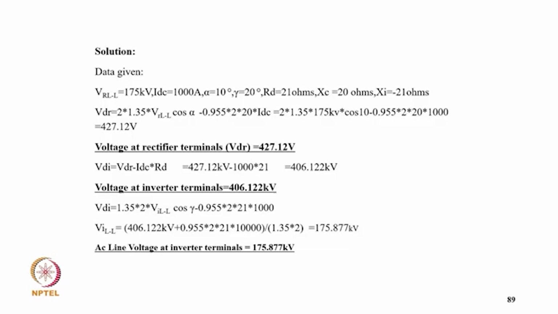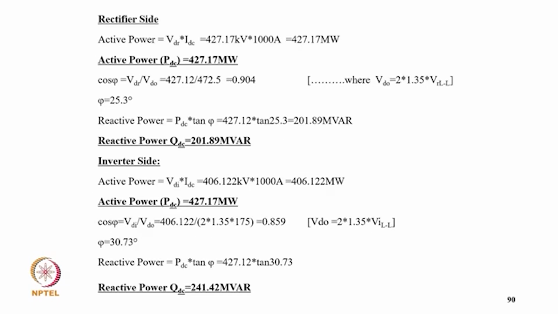So the voltage at inverter terminals is 406.122 kilovolt, and that is VDI, putting the value, 1.35 into 2 into VI LL cos gamma minus 0.955 into 2 into 21,000. So it comes, putting the value, 175.877. So the AC line voltage at inverter terminal is 175.877 kilovolt.